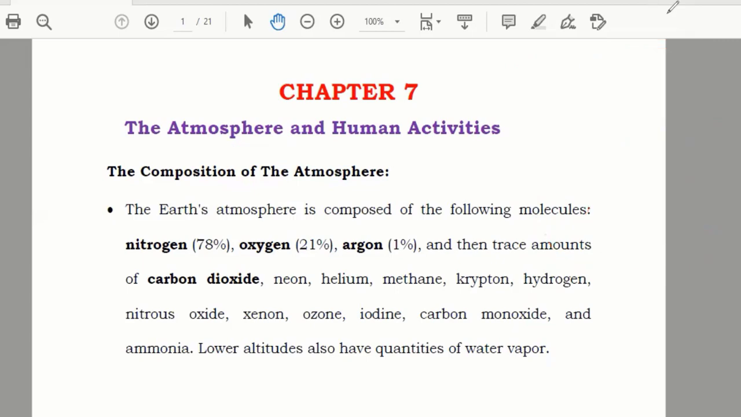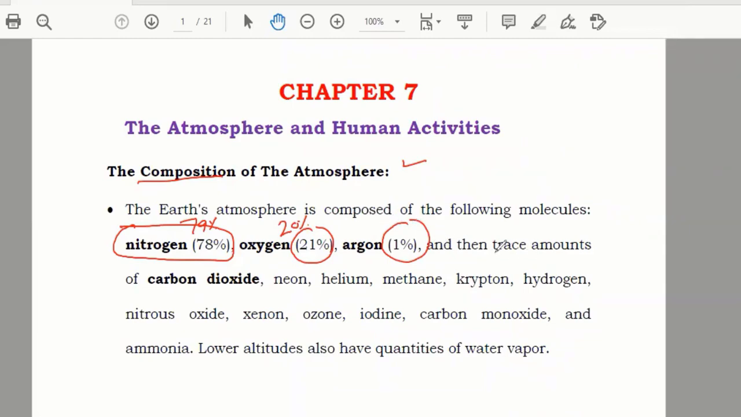Now we will see the first thing, the composition of the atmosphere. Composition means what it is made of. So if you see the main fractions, the main components in the atmosphere: number one is nitrogen, which is 78%, and in some books you will find it 79%. Oxygen is 21%, and in some books you will find 20%, and 1% is argon, sometimes they say noble gases.